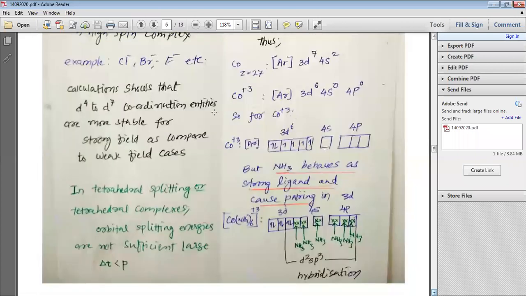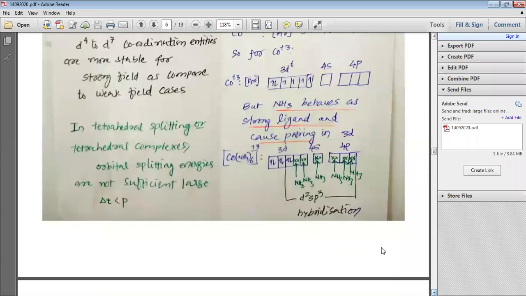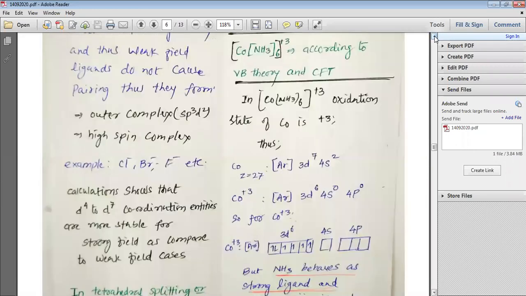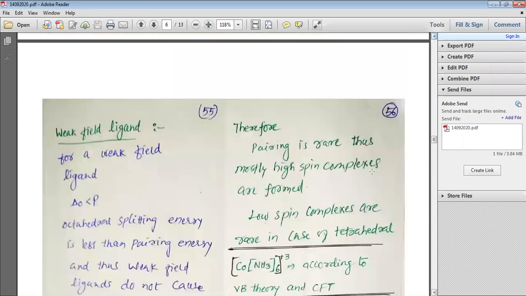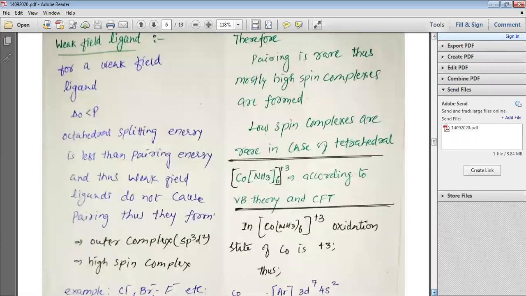In the same way, my dear students, we can go to the next part. Calculation shows that d4 and d7 coordination entities are more stable for strong field ligands as compared to weak field ligands. In tetrahedral complexes, the orbital splitting energy is not sufficient. So delta T is less than the pairing energy in most cases, and therefore pairing is rare in tetrahedral splitting. Thus mostly high spin complexes are formed. Low spin complexes are rare in the tetrahedral case.